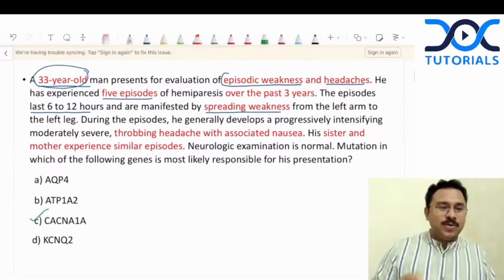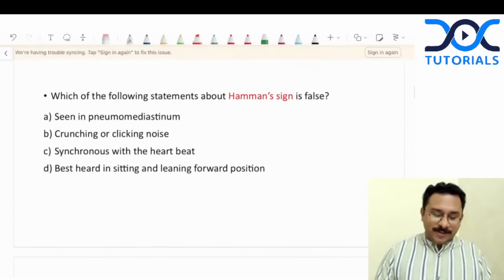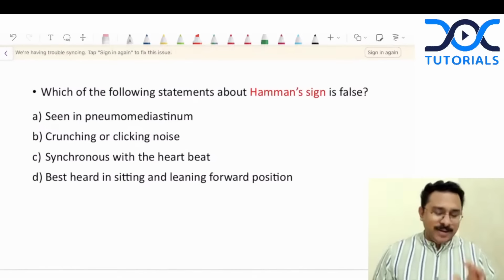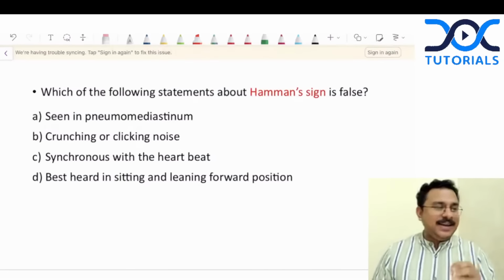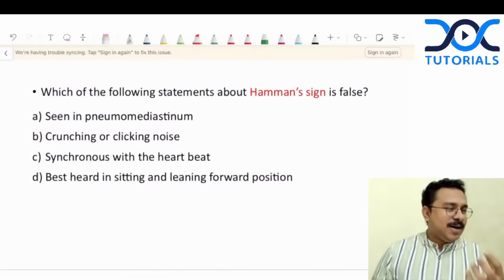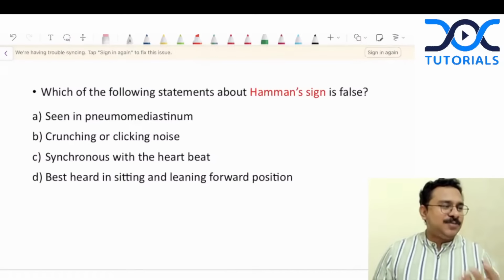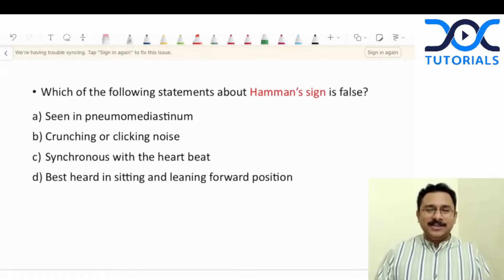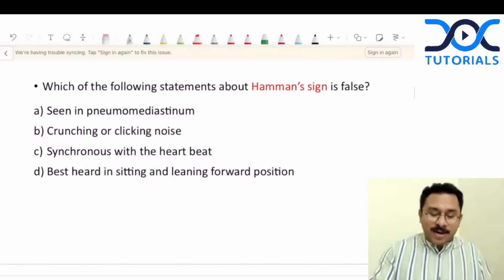Okay, going to the third question. Which of the following statements about Hammond's sign is false? Now, who is going to answer? Anuj, Dramanul, Jasmine, Sampath, Hridya. Answer this one. Which is false about Hammond's sign? Hammond's sign. Okay.